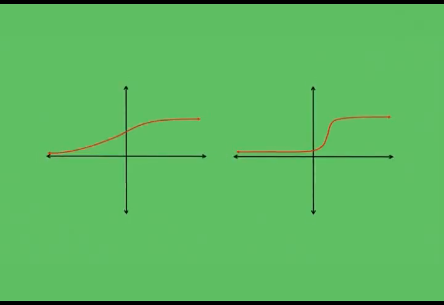Here are two functions that are both increasing, but one is increasing more rapidly, and that's because it looks steeper. But how steep is it, and why does it increase more? We need a way to describe how rapidly the function is increasing or decreasing.